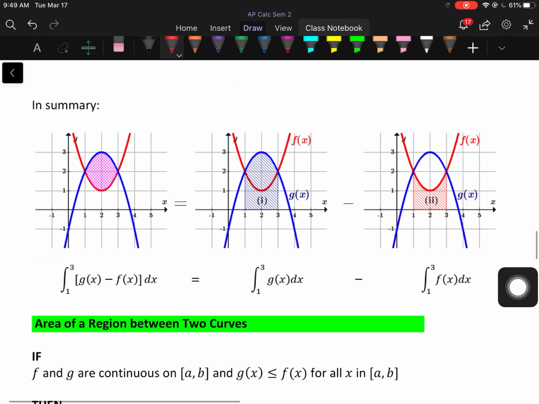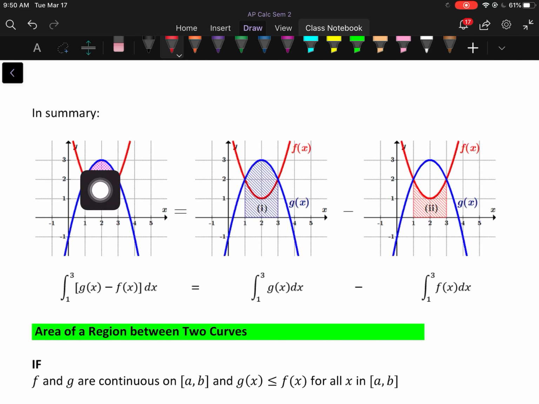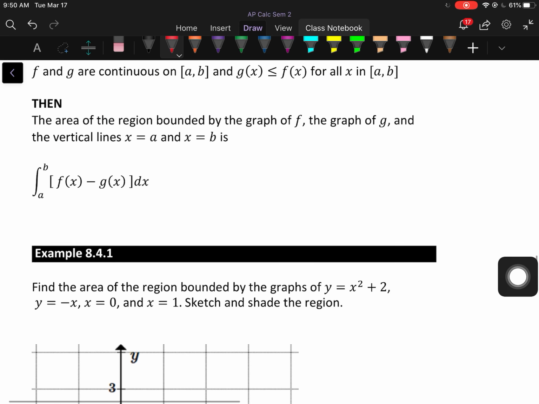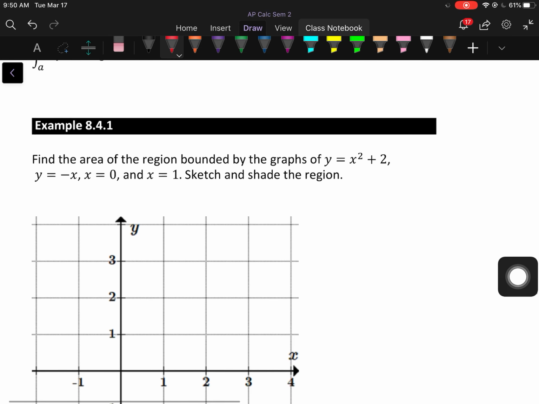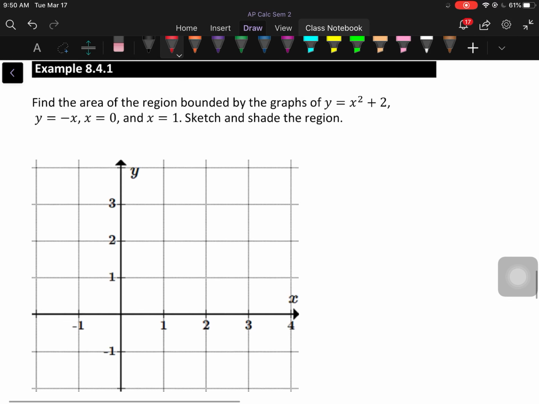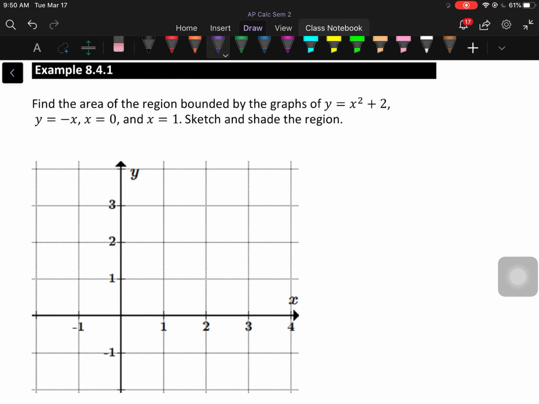Okay, and it doesn't necessarily have to go between the two intersection points, although that is very common. You might just give two other lines, x equals a and x equals b. For example, in 8.4.1, let's find the area of the region bounded by the graphs of y equals x squared plus 2, y equals negative x, x equals 0, and x equals 1. Sketch and shade the region.